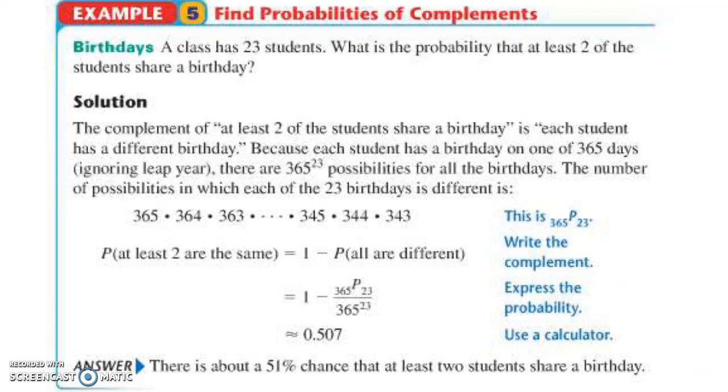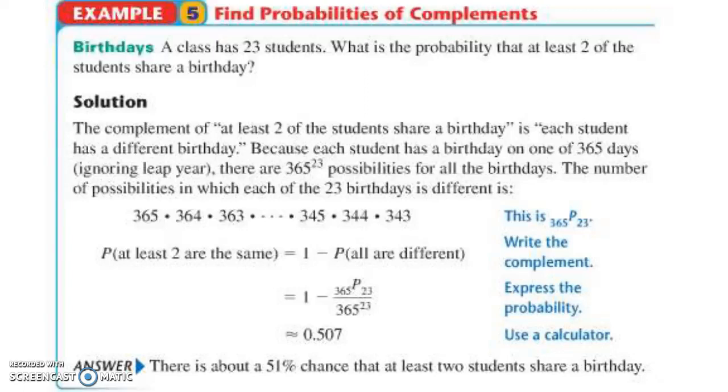But what if we approached it from the opposite direction? What if we said, what's the likelihood that no 2 students share a birthday? Well, the first person's birthday could be any of 365 days. The second person's birthday could happen on 364 of those 365 and not be the same. And the third person's birthday could be any of 363 days. And so as we start working our way down that, we find that we're doing a permutation problem. So the permutation of 365 days, taken 23 at a time, divided by 365 to the 23rd power.